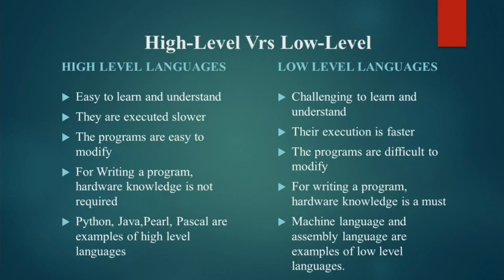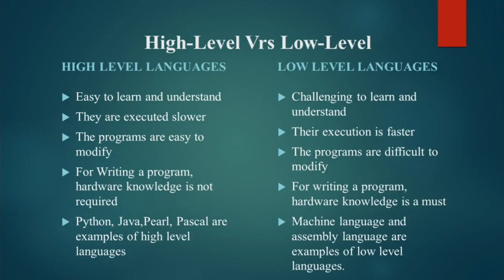Now let's look at high-level languages versus low-level languages. High-level languages are easy to learn and understand, but low-level languages are challenging to learn and understand. High-level languages are executed slower, and you know why, if you go back to your notes, revise, and get back to this answer. But low-level languages are executed faster.